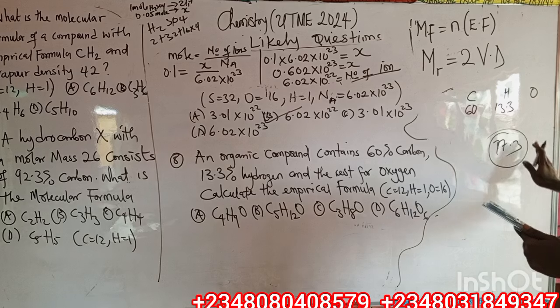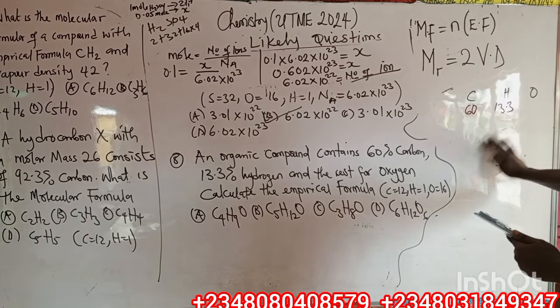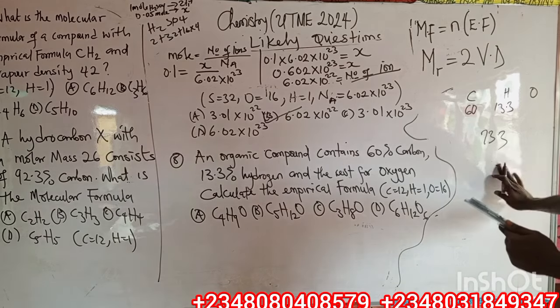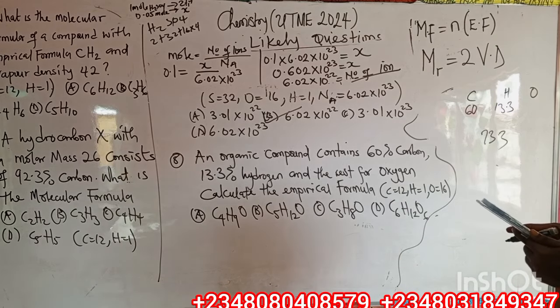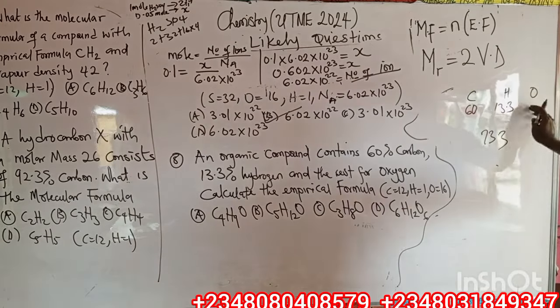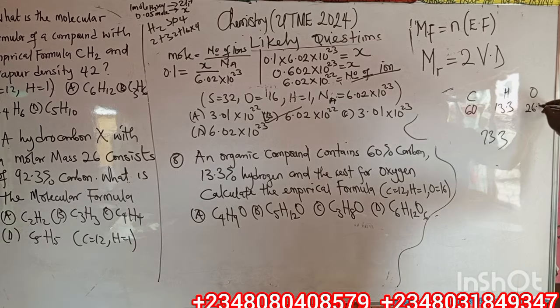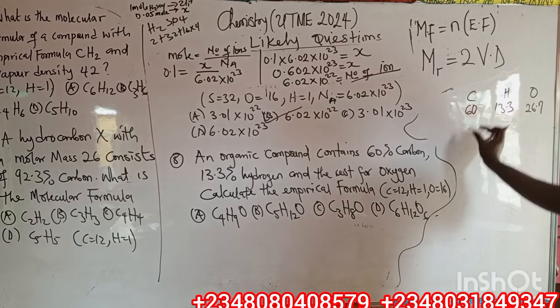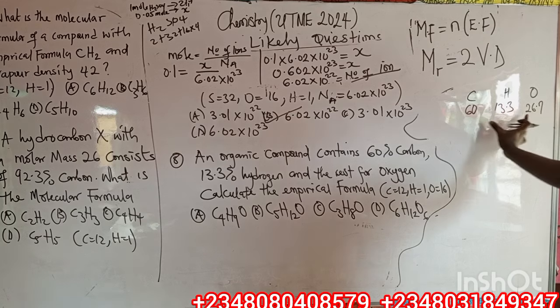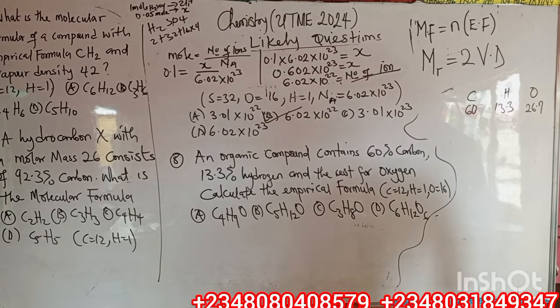100 minus 73.3 will give you 26.7. That means the rest for oxygen is 26.7%. Take note, because everything is in percentage, the total must give you 100. They say 60% for carbon, 13.3% for hydrogen, then the rest for oxygen. Add this, take it away from 100, you get the one of oxygen.